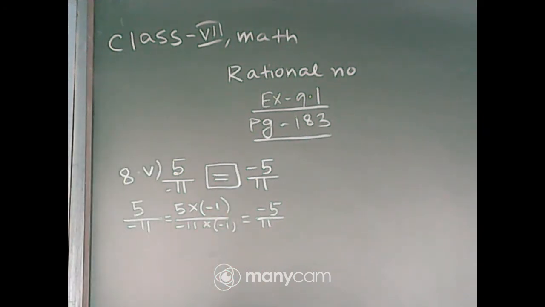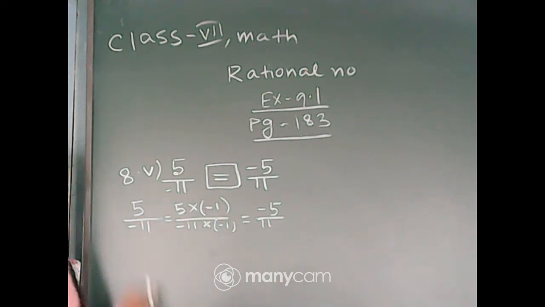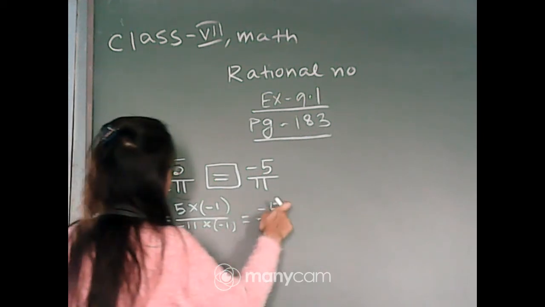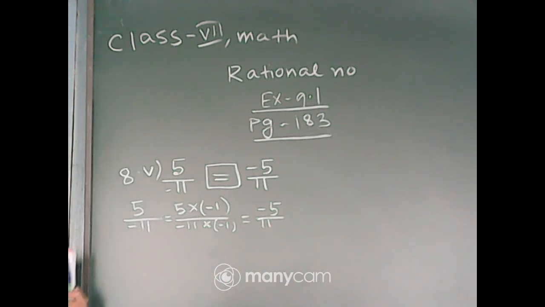Again I repeat, we multiply both the numerator and the denominator of this rational number by minus 1, and we find that 5 divided by minus 11 is equal to minus 5 divided by 11. So here the sign is equal to.